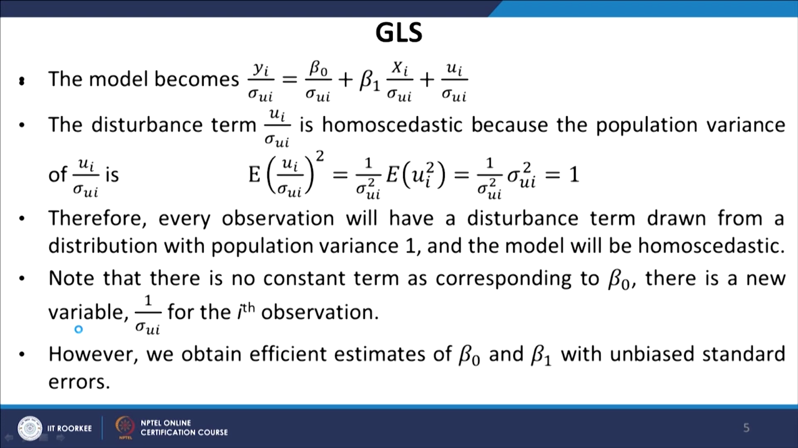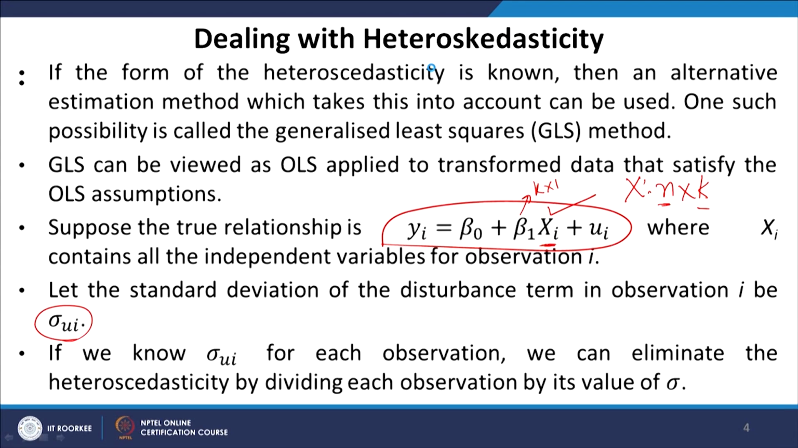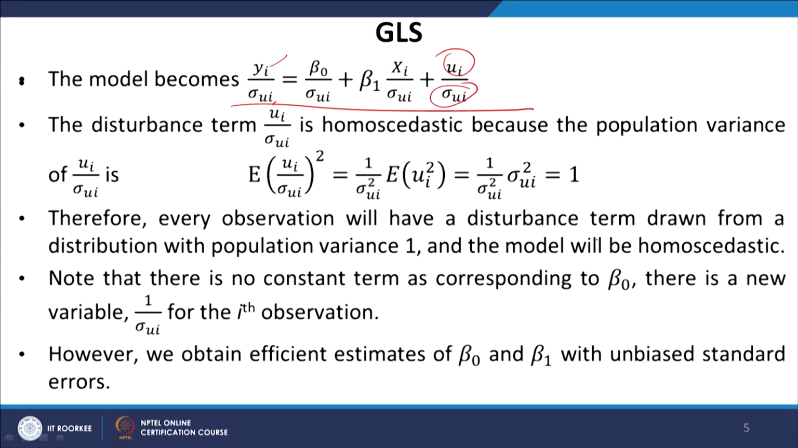So, for the ith observation the standard deviation of the error term is sigma_ui. I am dividing the ith observation by the population error standard deviation, sigma_ui. So, instead of y_i equals beta naught plus beta 1 x_i plus u_i, now I have y_i divided by sigma_ui equals beta naught divided by sigma_ui plus beta 1 x_i divided by sigma_ui, and then finally u_i upon sigma_ui.